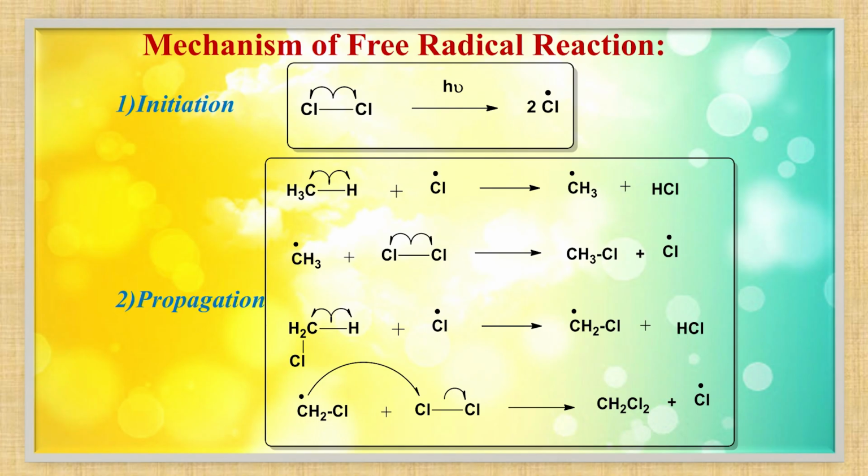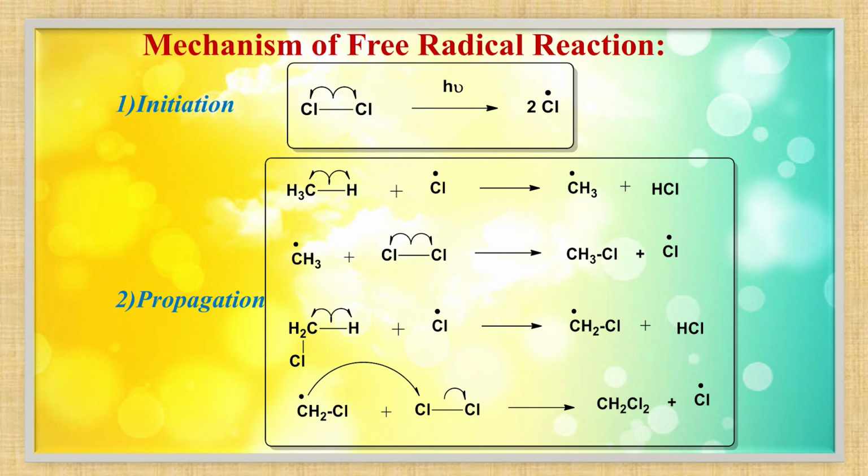Means in the propagation stage, Cl dot will abstract one hydrogen from methane, preparing the methyl free radical, and the methyl free radical further reacts with more chlorine. You may ask the question, why does the chlorine come? Remember, we have taken 1 mole of chlorine, meaning there are many molecules of chlorine in the reagent itself, in the reaction medium. So from the next chlorine molecule, the methyl radical takes a chlorine atom to get CH3Cl and Cl dot.